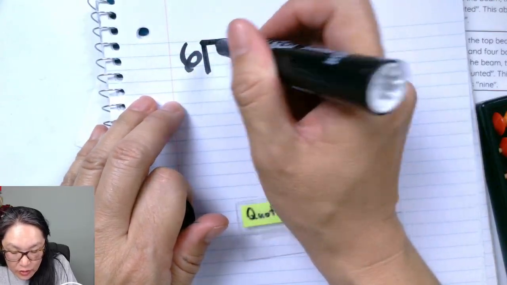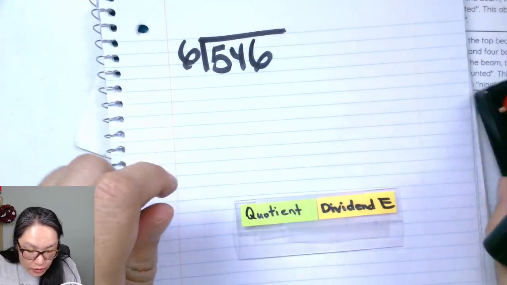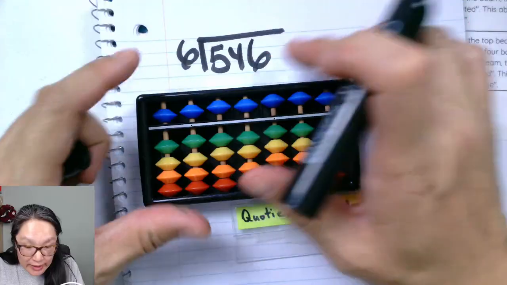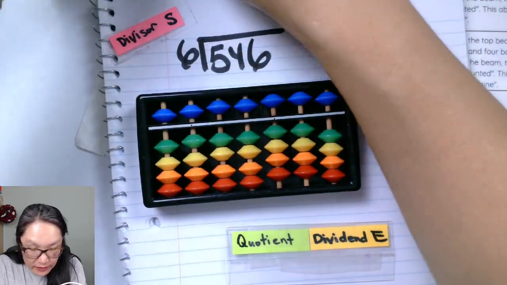If you notice, we're doing long division, and we're doing subtraction. So again, we have our divisor, right? We have our divisor, and we have our dividend.